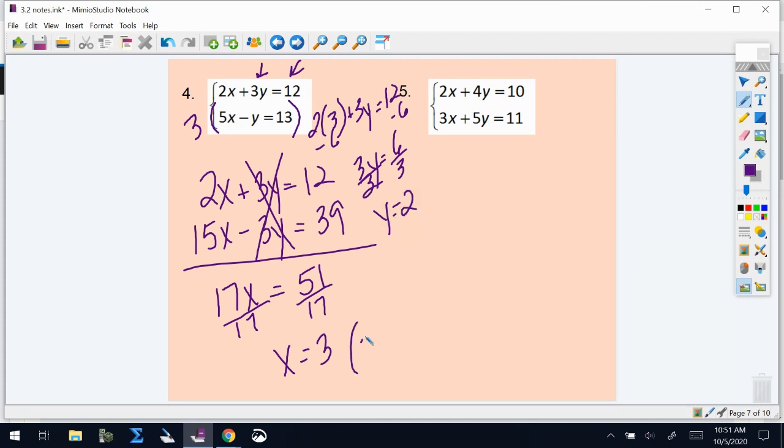I always want to write it in alphabetical order. x comes first and then y. And again, your answer represents where these two lines intersect. It also represents the x and y value that you could plug into both equations and make them true.